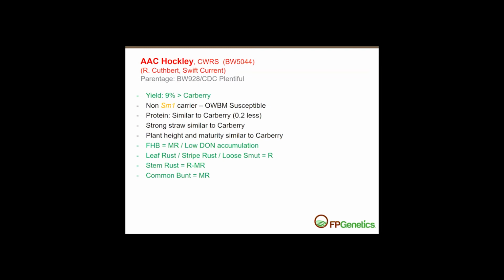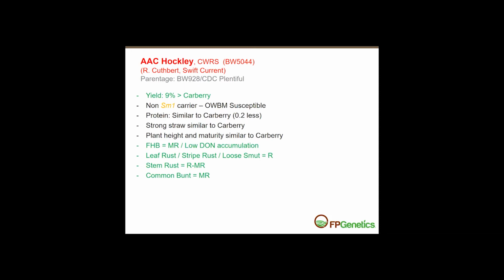This is a double haploid. Its yield is 9% over Carberry, but it is a non-SM1 line, so it's midge susceptible. Very strong straw, plant height similar to Carberry, quite similar in appearance to Carberry, and it has a lot of similar pedigree to Carberry, so we would assume that. The FHB resistance has been very strong on it. It's low DON accumulation and low symptoms. It's becoming a check in the FHB nurseries. So we're pretty excited about that.